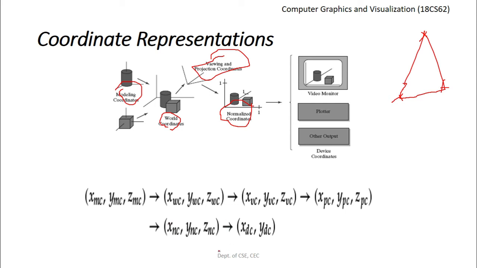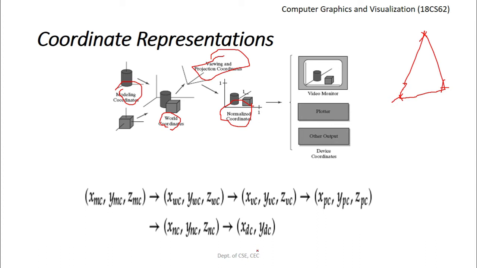And once the coordinates are normalized, the coordinate system for display devices is generally called device coordinates or the screen coordinates. So ultimately, even if it is a 3D object, we need to draw it on a 2D screen. So we ignore the Z coordinate. The normalized device coordinates will be converted to device coordinates. D stands for device coordinates. So very important.